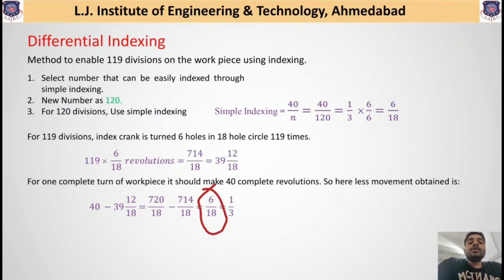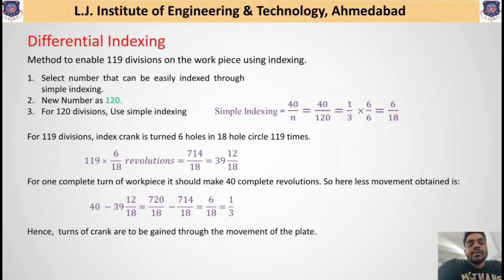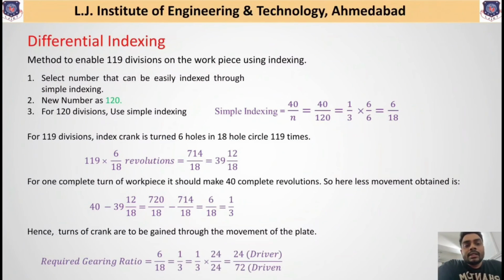And now we need to design the gears which will provide this extra movement, that is 6 divided by 18. For that, simply use the gearing ratio arrangement, and the required gearing ratio, that is 6 divided by 18, needs to be provided by this gearing arrangement. So from 6 divided by 18, if you solve, you will get 1 divided by 3. The meaning of 1 divided by 3 is that the driver gear has 1 tooth and the driven gear has 3 teeth, but this type of gears is not available.